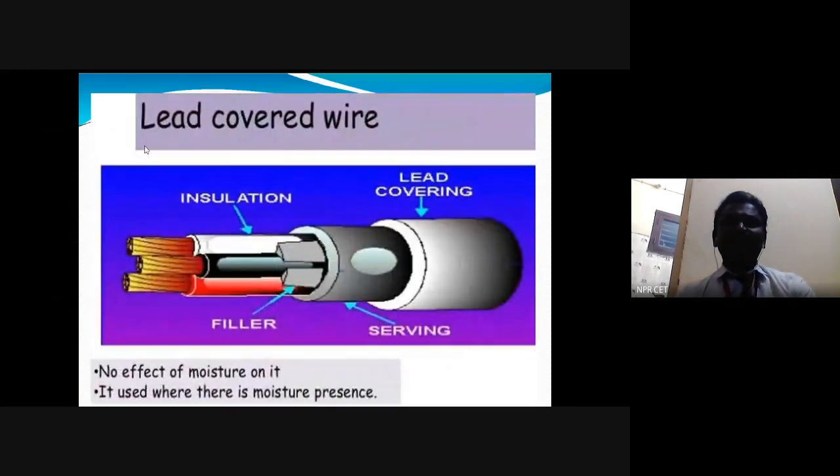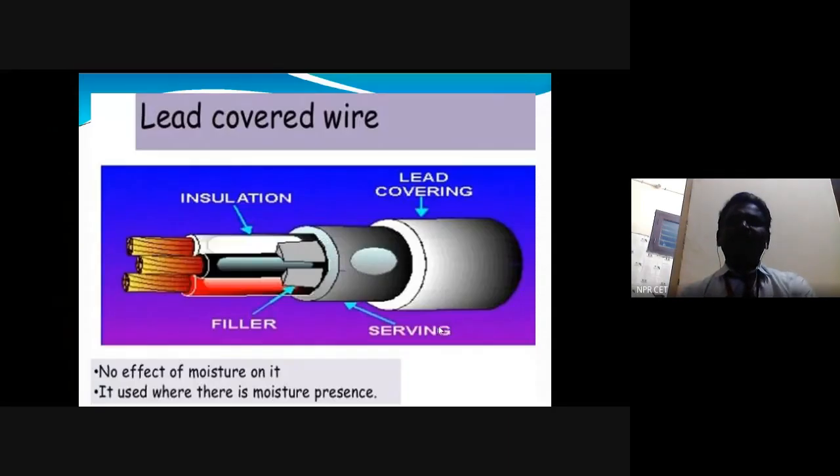This is lead cover wire. Looking at the construction of lead cover wire, there is a lead covering, another portion is the serving, and the insulation is the core. Moisture has no effect on it, so it is used in places like underground cable systems, where this lead cover layer is used.